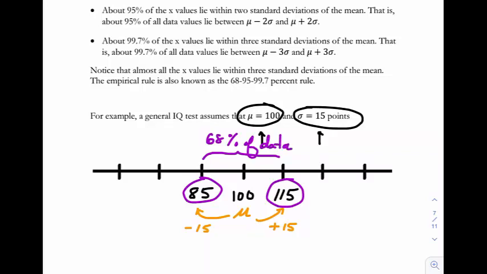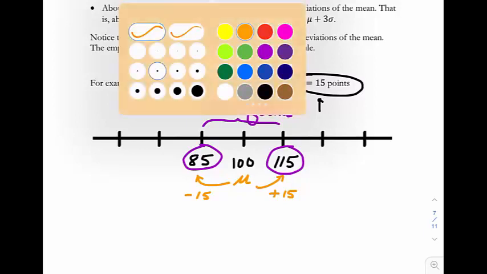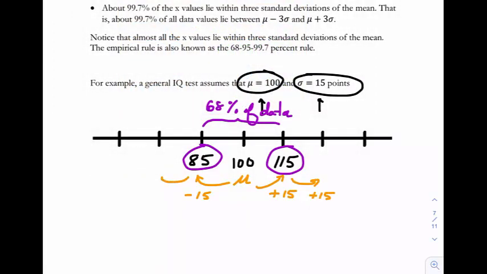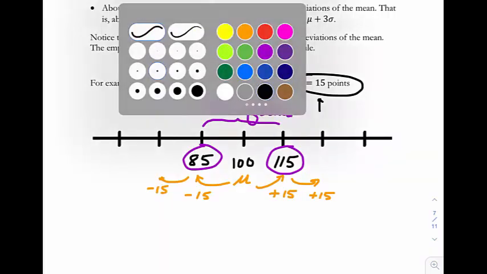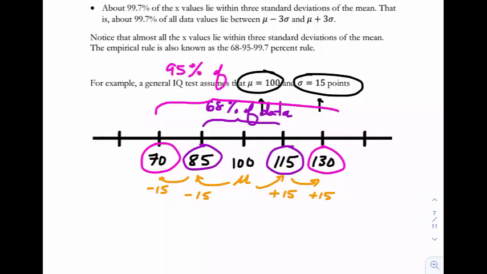But let's keep going with that concept, working with that standard deviation of 15. The next one says about 95% of the x values lie within two standard deviations of the mean. So if we do that another time, making it a total of twice, let's add another 15 and subtract another 15. Adding another 15 makes 130 points, and subtracting 15 from 85 makes 70 points. So we're trapped here between 70 and 130, and that represents 95% of the data. Again, 95% of the data is between those two values, assuming a bell-shaped curve.